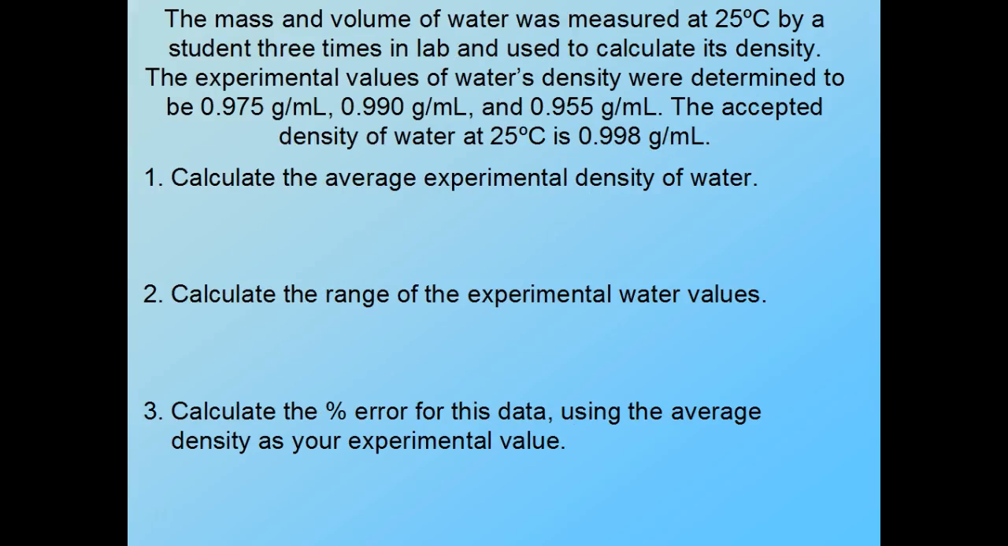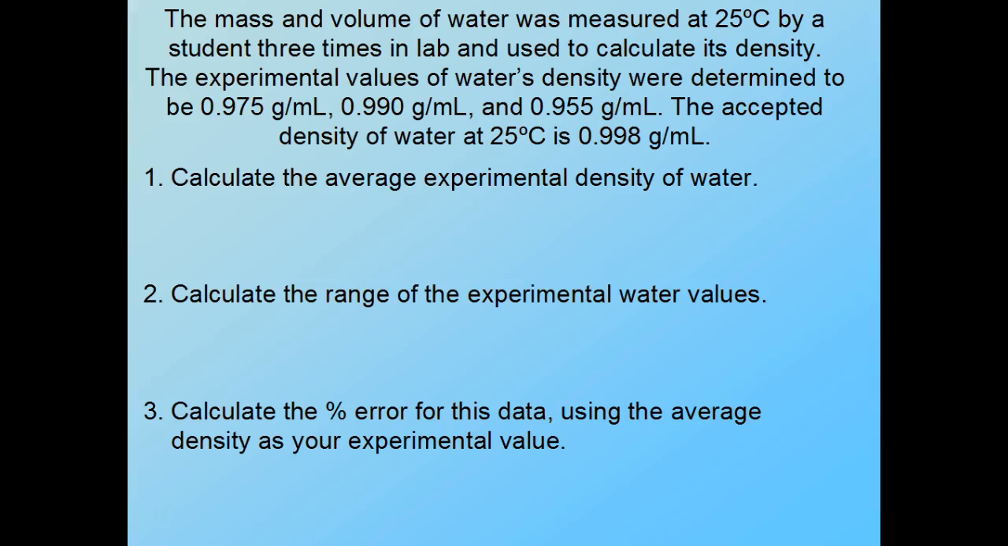So we're going to do one example with precision and accuracy. Mass and volume of water was measured 3 times by a student in lab at 25 degrees Celsius, used to calculate its density. Temperature is important with density. I'm just going to briefly talk about this because temperature can affect the volume. So densities can only be reported for a substance accurately if they're given with a temperature because that can make it vary. In this particular example, the 3 densities of water measured at 25 degrees Celsius were 0.975, 0.990, and 0.955. And the accepted density of water is actually 0.998 at 25 degrees Celsius.